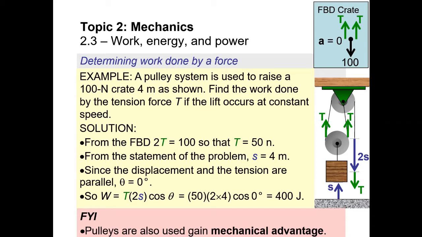Pulleys are also used to gain mechanical advantage. In this case, the advantage is 2 because the output force, the load, is 100 Newton, and the force we applied is half, 50 Newton. So mechanical advantage is 2.